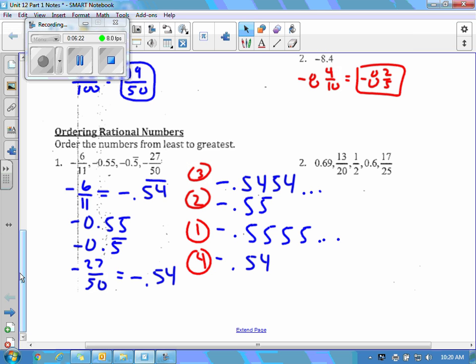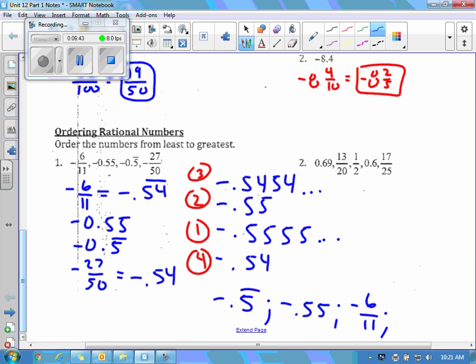When I write these in order from least to greatest, I have to put them in their original form. So first is going to be negative 0.5 repeating. Then I'm going to have negative 0.55. Then negative 6 over 11. And then negative 27 over 50. So those are all in order from least to greatest. Number 2, I'll leave for you to put in order. So put them in the same form and in order from least to greatest.